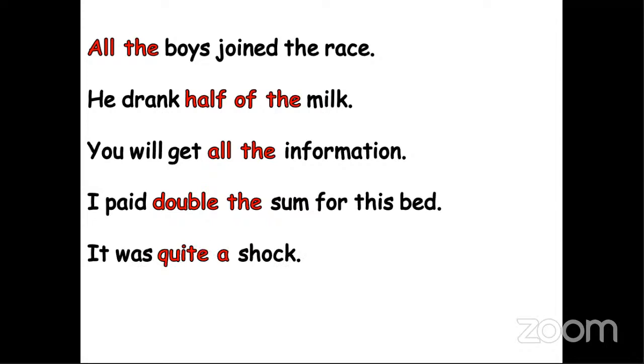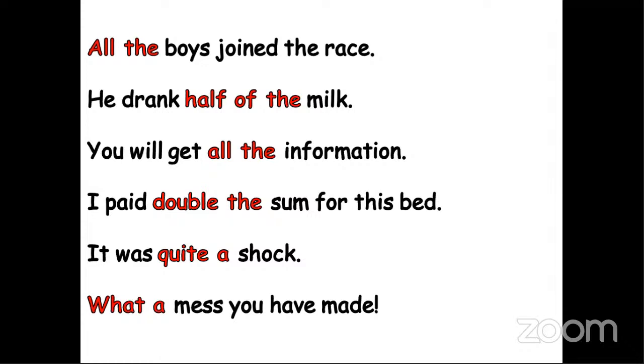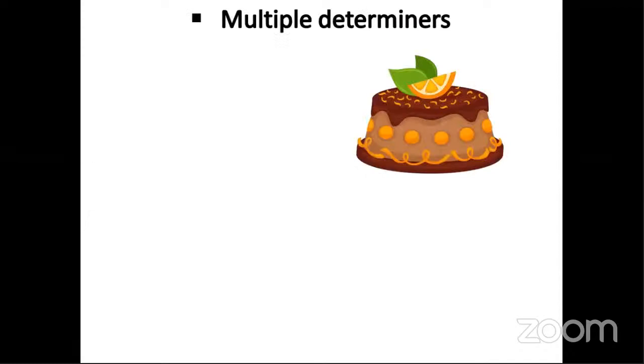It was quite a shock. And what a mess you have made. See, although what is an interrogative adjective, here it is working as a predeterminer. What a mess you have made. I just wanted to draw your attention towards what a predeterminer is, so I gave you these examples. Now it becomes very easy for you to understand multiple determiners.